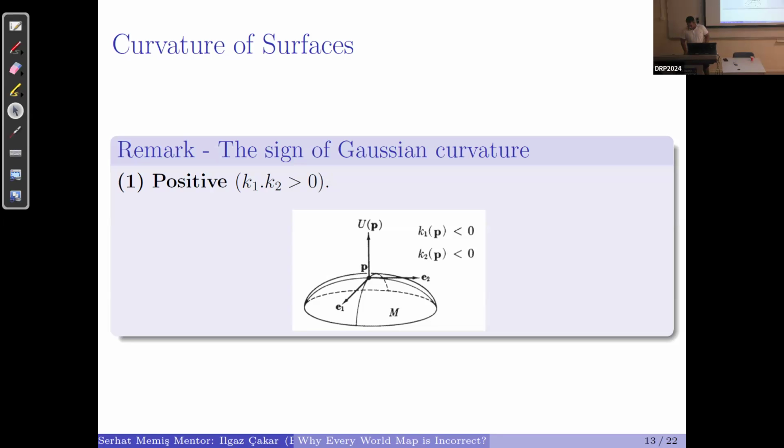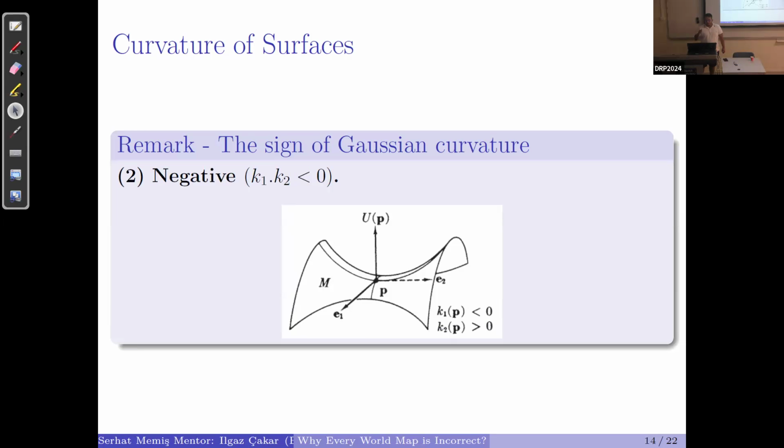If the Gaussian curvature is positive, the surface is a spherical shaped surface. If the Gaussian curvature is negative, K1 and K2 have different signs. One is positive, one is negative. And this means that in one direction, the surface will bend upward, and in the other direction, the surface will bend downward. So it looks like this, and this is a saddle-shaped surface.